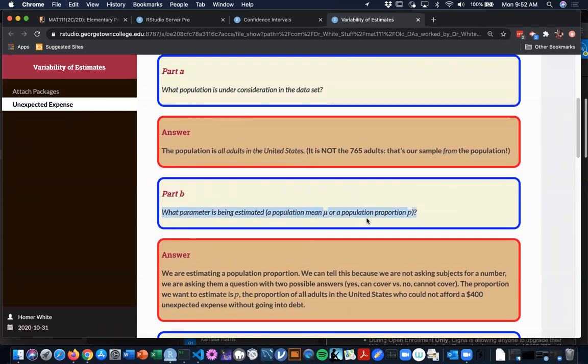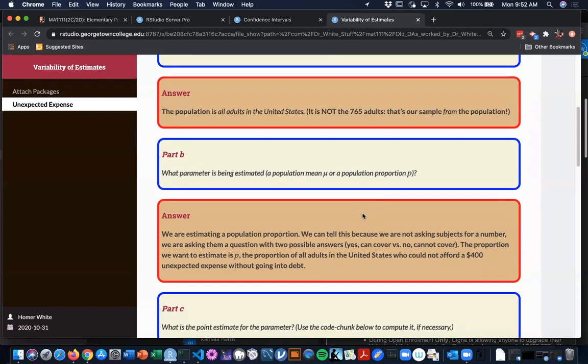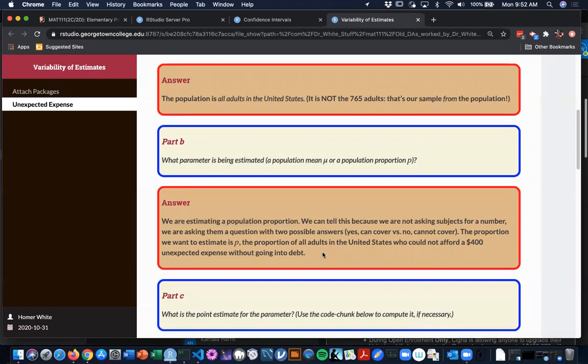Secondly, what parameter is being estimated in this scenario? Is it a population mean or a population proportion? People were pretty much right on that. It's a population proportion. And it's because we were asking them, can you cover the expense, yes or no? So it's a two outcome type of question.